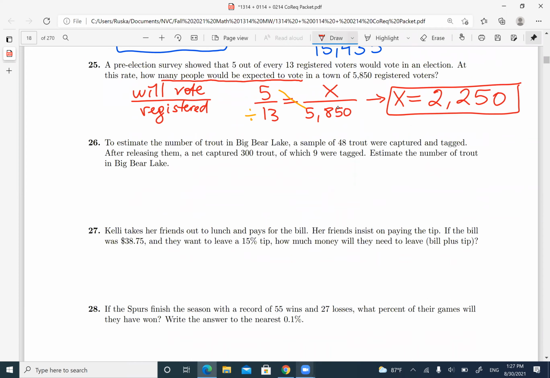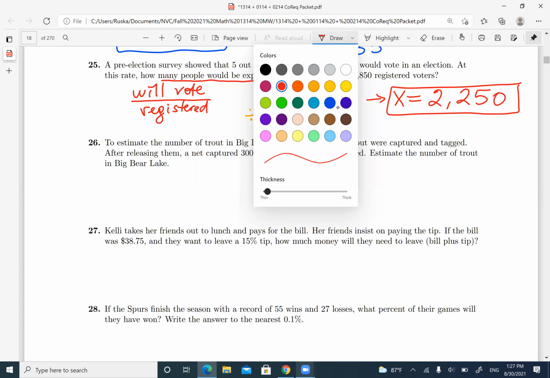So here we have to set up a proportion again. You can set up a proportion with how many captured and how many tagged, right? That's what you need to set up the proportion. In all the cases, it doesn't matter which one is up and which one is down, but make sure you're consistent with the units, okay? So you can set up how many tagged over how many captured.